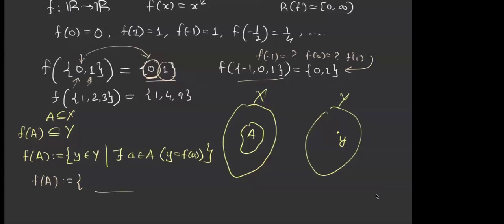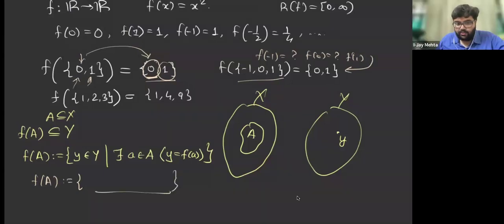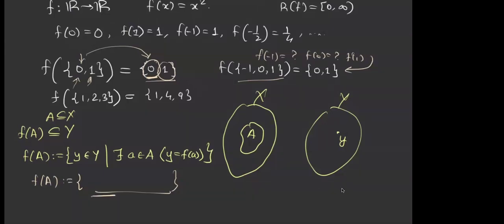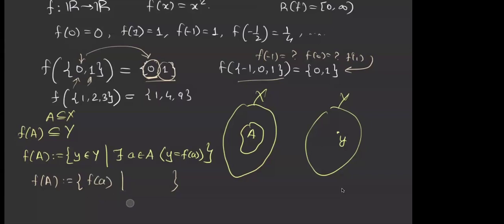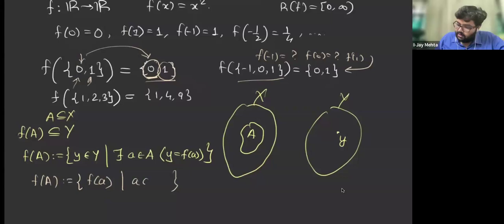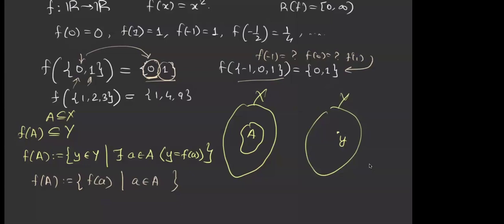So how do we now write? What are we doing? What does this set comprise of? It includes f of a for a that belongs to the capital A, a in A. All of you fine?